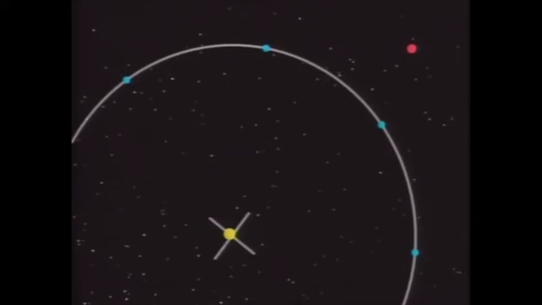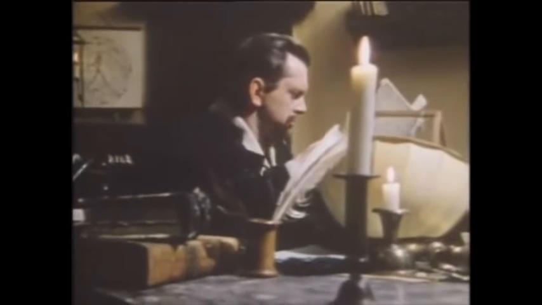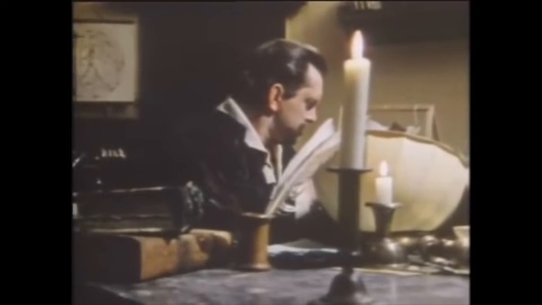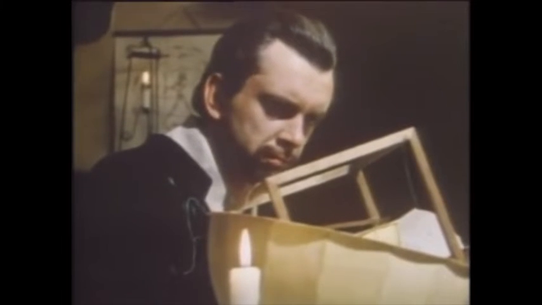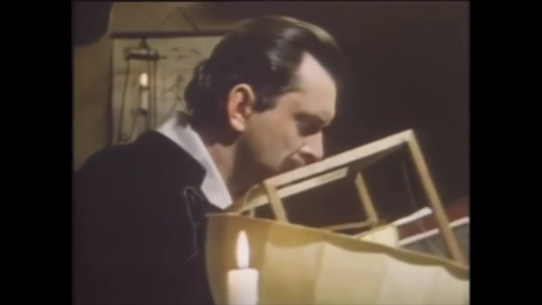Still unable to find its exact path, he did manage to find something suggestive in its irregular speed. Mars moved faster when it was closer to the sun and slower when it was farther away. This would become Kepler's second law, but he still hadn't found his first law.